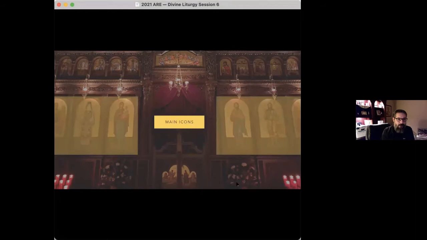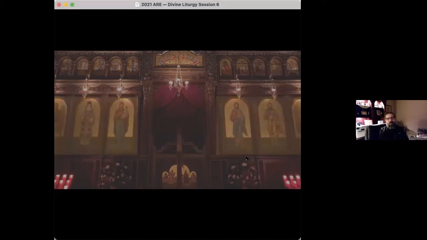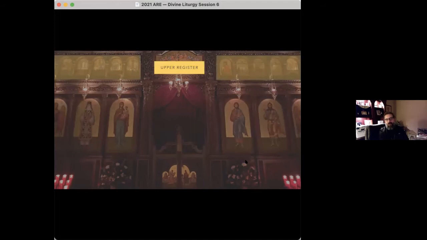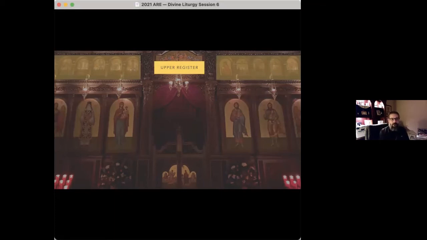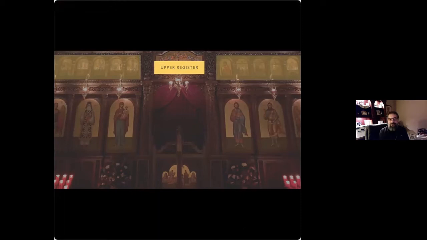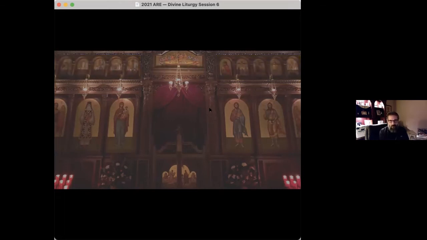Now, more broadly speaking, we have the main icons. These are usually, in an Orthodox church, the larger icons. And above that, in this case, we have one upper register. I have some photos to show you after these slides that show a variety of different kinds of icon screens. So that's kind of the anatomy of the Iconostasis. Now, you know that there are other doors on it. I'll say more about that shortly. But with regard to the particular icons, we're going to take just a couple of minutes to look at those as well.